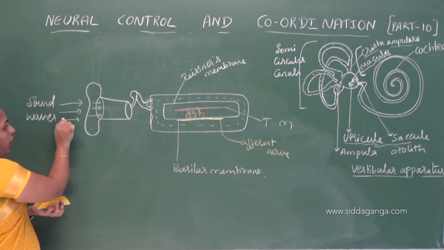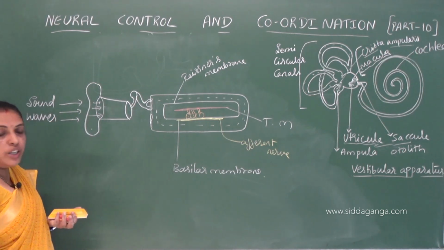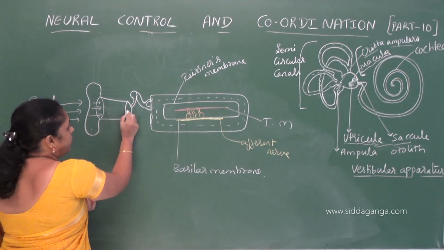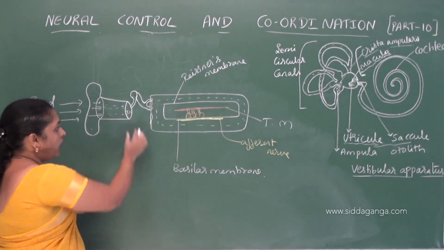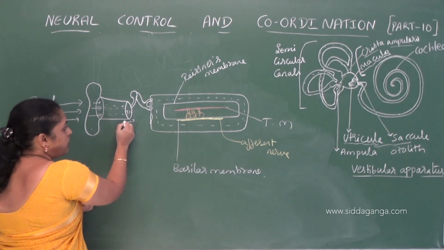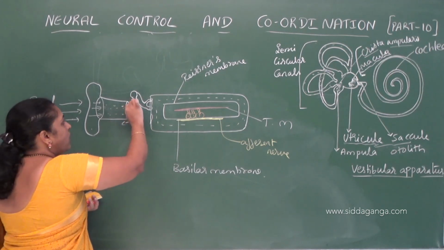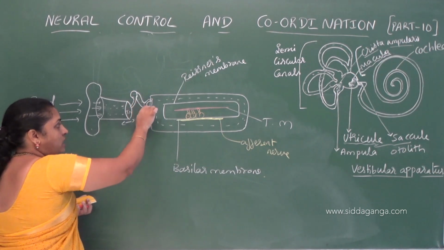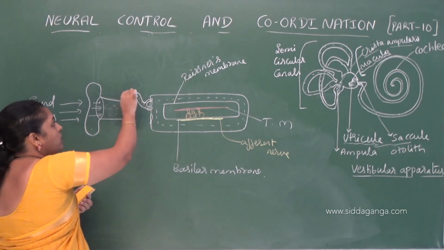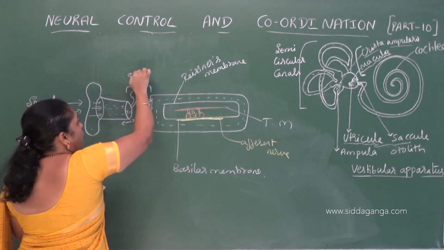When the sound waves reach the external ear, they reach the tympanic membrane through the external auditory meatus and it starts vibrating. When it vibrates, the waves reach the malleus, incus and stapes, and again all these three ear ossicles vibrate.